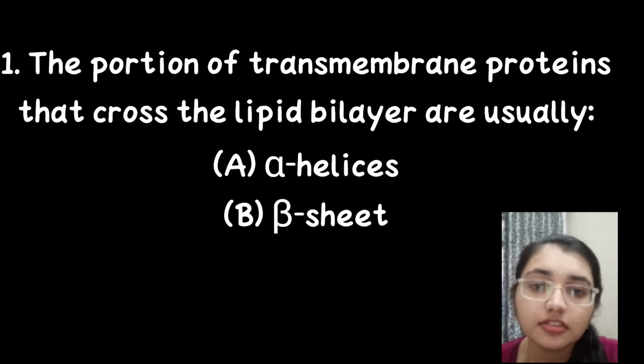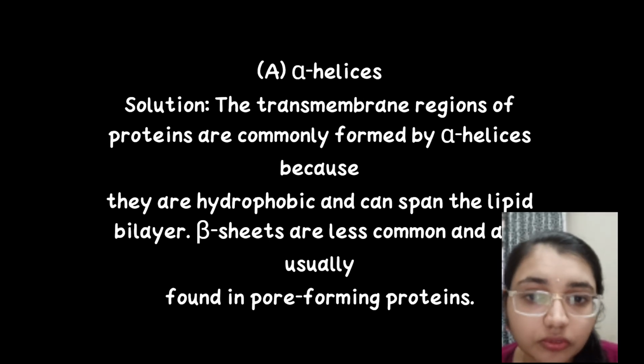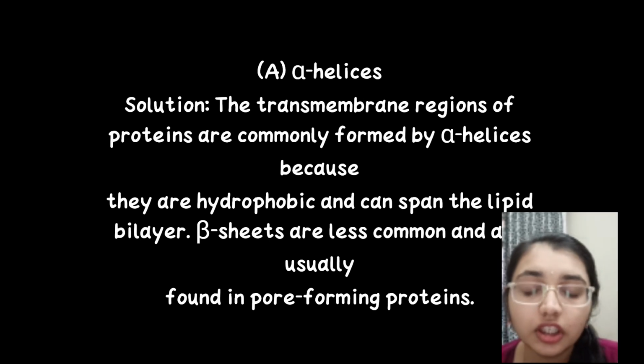A is the correct answer. It is the transmembrane region of the protein that crosses the lipid bilayer. They are commonly formed by the alpha helix. They are hydrophobic and they can span the lipid bilayer. Whereas beta sheet is not correct because it is less common and usually found in the pore-forming protein.